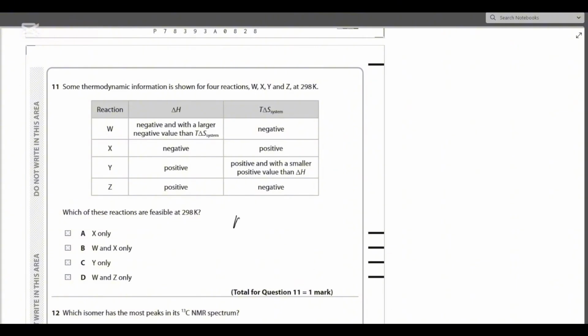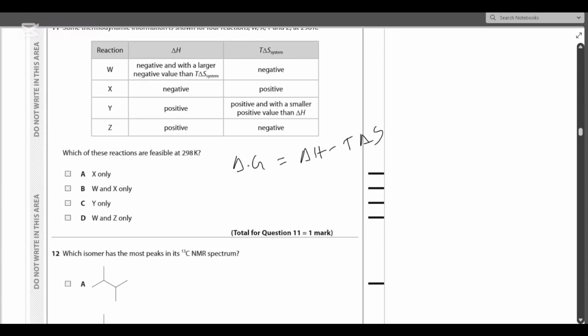Now to solve this, we can use ΔG equal to ΔH minus TΔS. We need to ensure that if ΔG remains positive, then we can say the reaction is not feasible. But if ΔG remains negative, then the reaction is feasible. We need to ensure that ΔG remains negative, because only then does it become feasible. This is known as the Gibbs free energy.